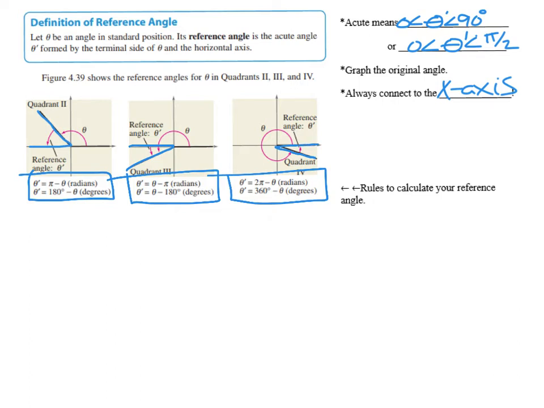If you're in quadrant 2, 180 minus your original angle. Quadrant number 3, original angle minus 180. Quadrant number 4, 360 minus your original angle, right? That's the need for the prime, so you know whether you're talking about the actual angle that you graphed or its reference angle. Theta versus theta prime is the difference, so we can tell them apart. Now remember, it's acute, so we should always get a positive angle.